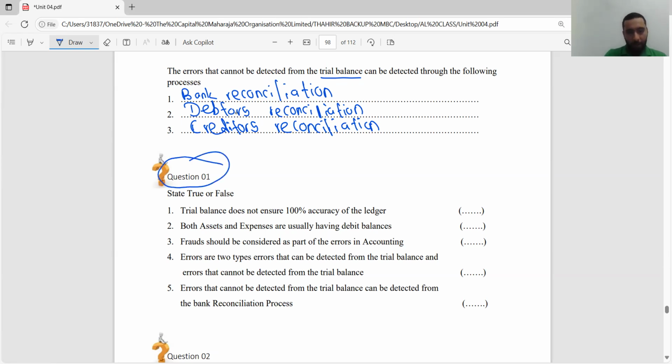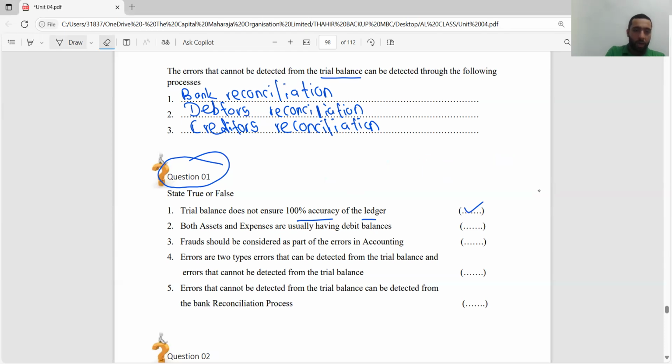Okay. So question number 1. I want you all to tell me true or false. Trial balance does not ensure 100% accuracy of the ledger. Is this true? Right? Very simple. This is true. What this says is, even though your trial balance is equal, both the debit side and the credit side are equal, still there can be errors. You can't ensure 100% accuracy. This is what we spoke about, right? Okay, very simple. So this is correct.